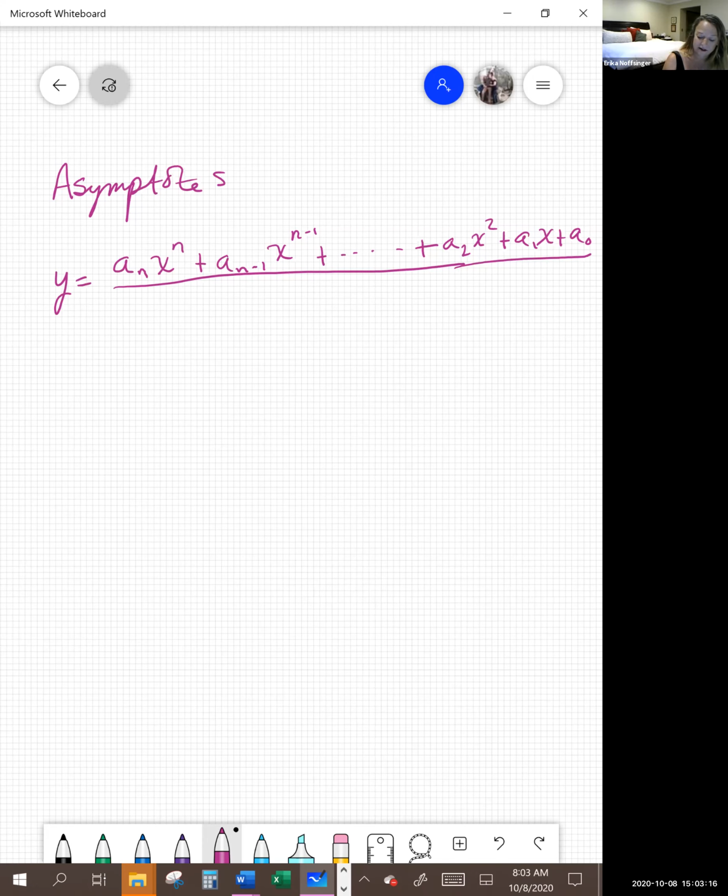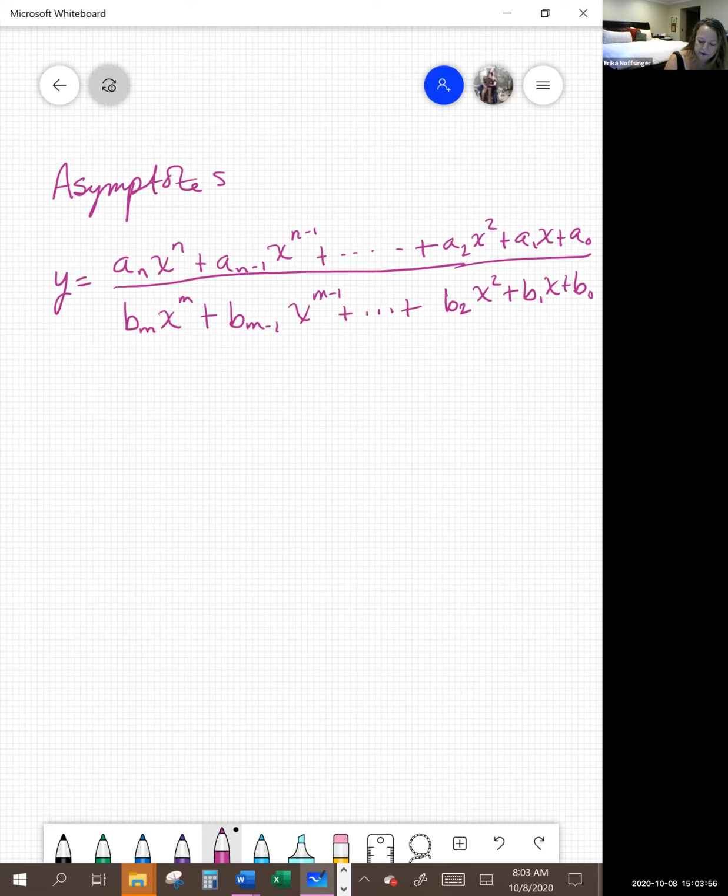Where our denominator is b sub m x to the m plus b sub m minus 1 x to the m minus 1 plus dot dot dot, b sub 2 x squared plus b sub 1 x plus b sub 0. So that was just a definition of a polynomial with certain conditions that our exponents were whole numbers and our coefficients are real.